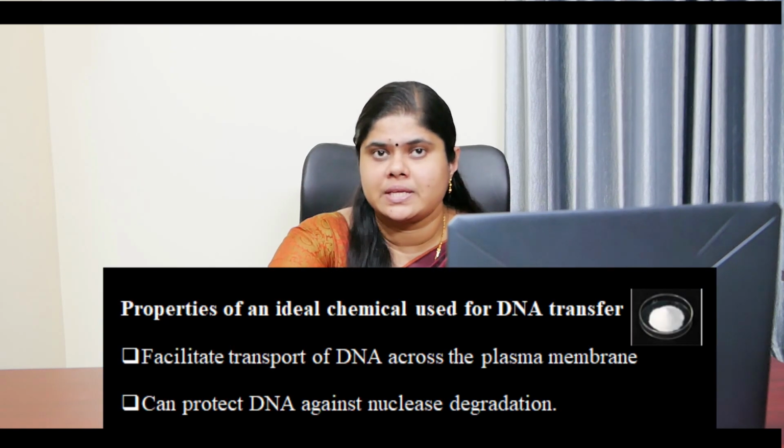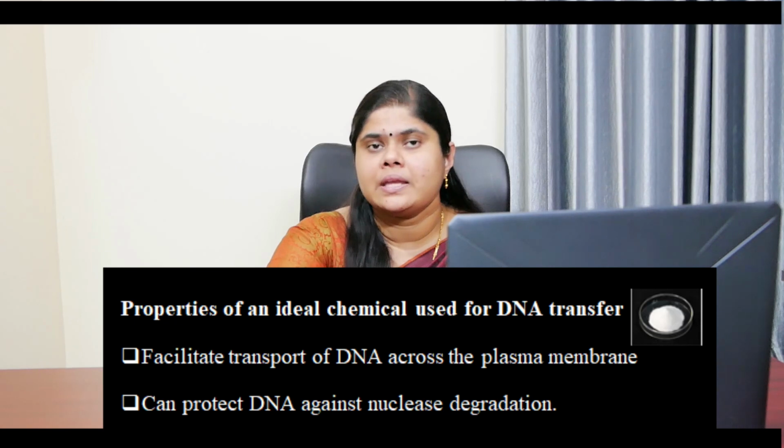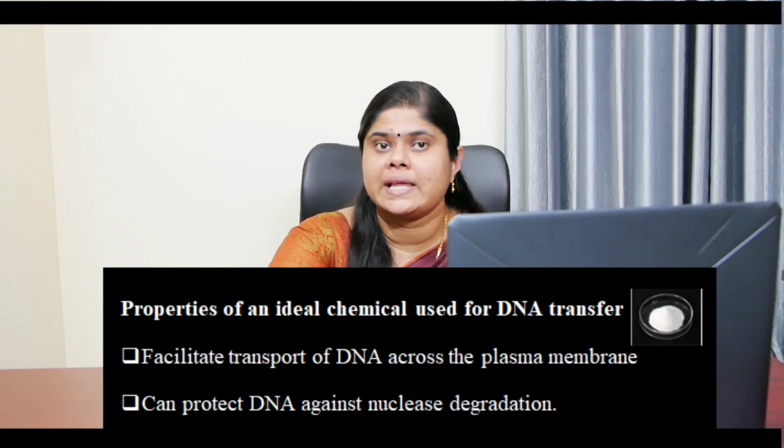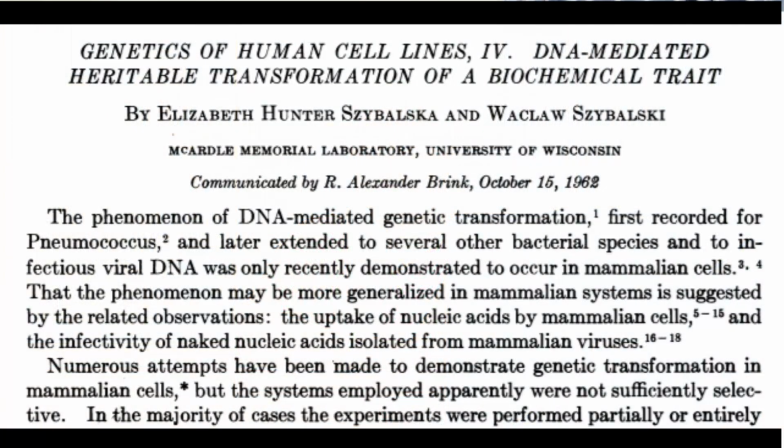An ideal chemical used for DNA transfer should have the ability to facilitate transport of DNA across the plasma membrane, and it can protect the DNA against nuclease degradation. The ability of mammalian cells to take up exogenously supplied DNA from their culture medium was first reported by Szybalska and Szybalski in 1962. They used total uncloned genomic DNA to transfect human cells deficient for the enzyme HPRT, that is hypoxanthine guanine phosphoribosyltransferase.